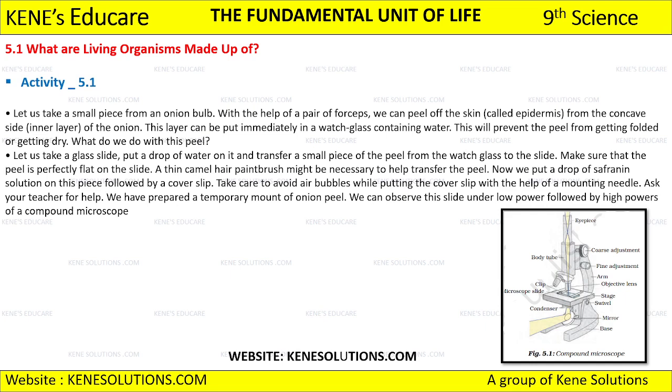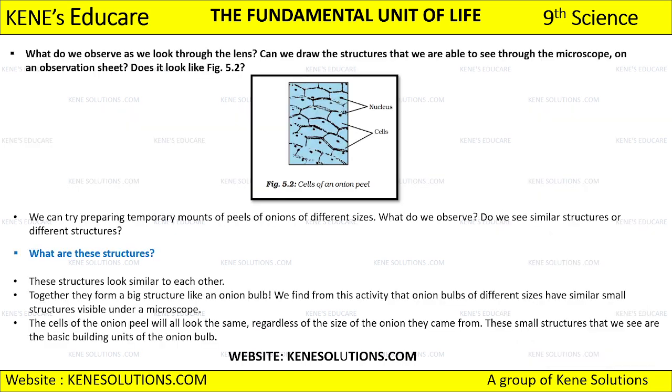After this, we discussed what living organisms are actually made up of, and here we have the structure of the compound microscope, which has been explained through an activity. To see what a living organism is made up of, we need to perform this activity where we take a small piece of onion, remove the peels of the skin, and observe that under the microscope, and this is what your observation will be. There will be different sizes of components of cells which will be visible to you. I just want you all to please go through the slide once.